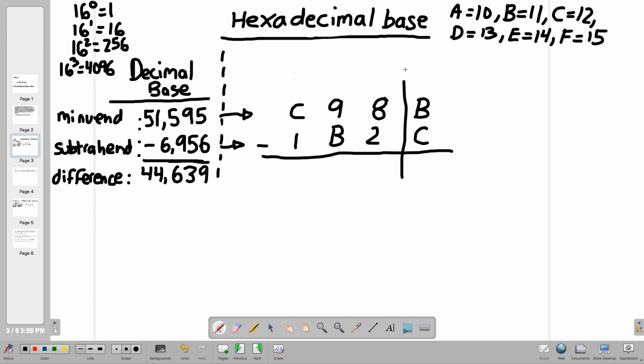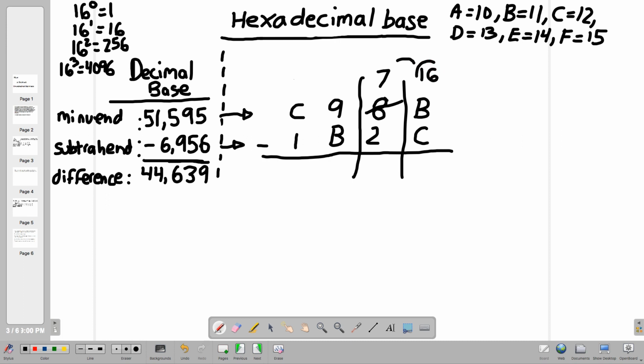So B, we want to subtract C from B, and that's the same thing as saying 11 subtract 12, and that's going to produce a negative number, and that's not what we want. So what we're going to do is borrow from the next significant column towards the left. Let me go ahead and draw that out. So we subtract 1 from 8, and that leaves 7. But when the borrow goes to the column towards the least significant side, it's going to really add a value of 16.